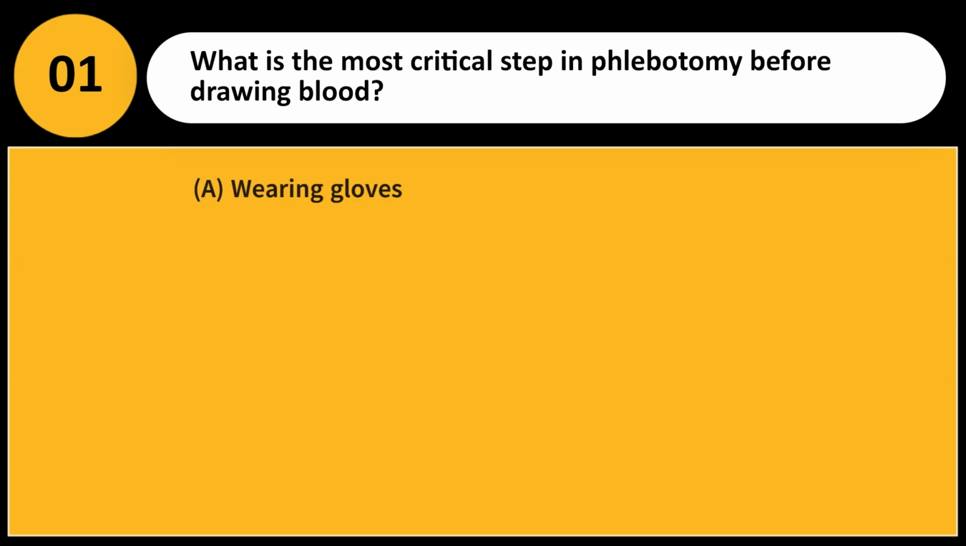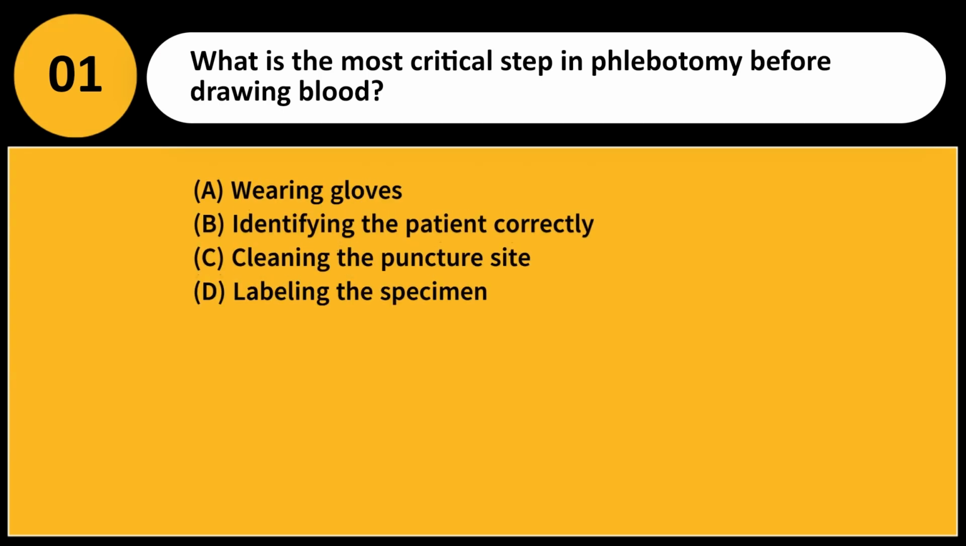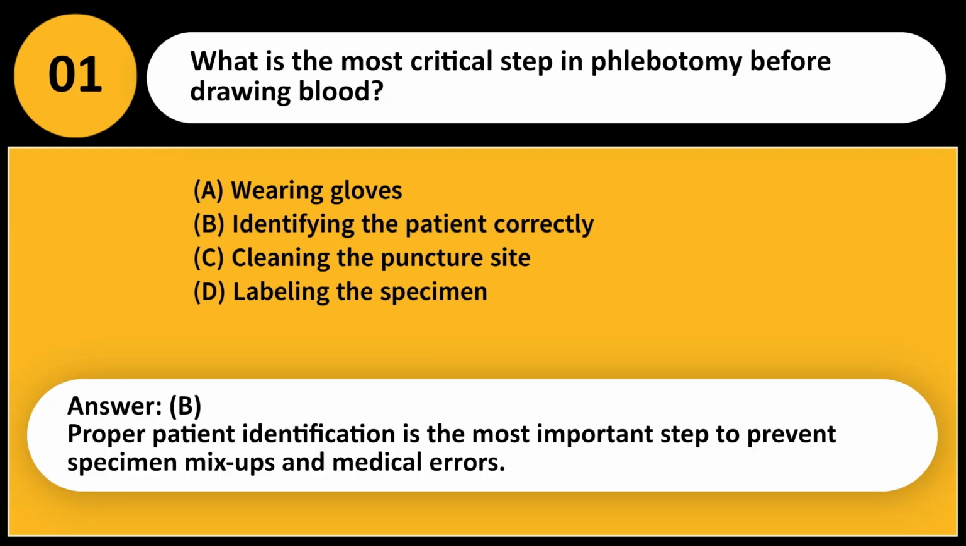What is the most critical step in phlebotomy before drawing blood? A. Wearing gloves. B. Identifying the patient correctly. C. Cleaning the puncture site. D. Labeling the specimen. Answer, B. Proper patient identification is the most important step to prevent specimen mix-ups and medical errors.